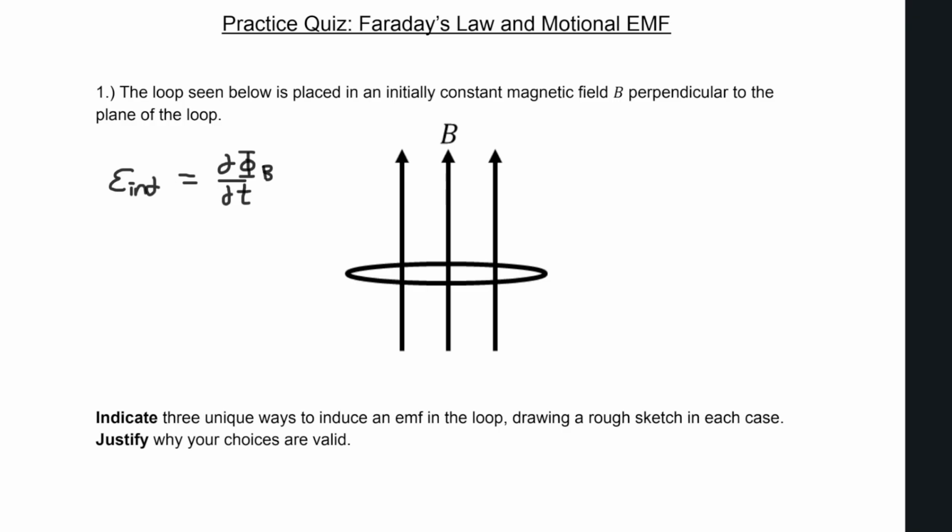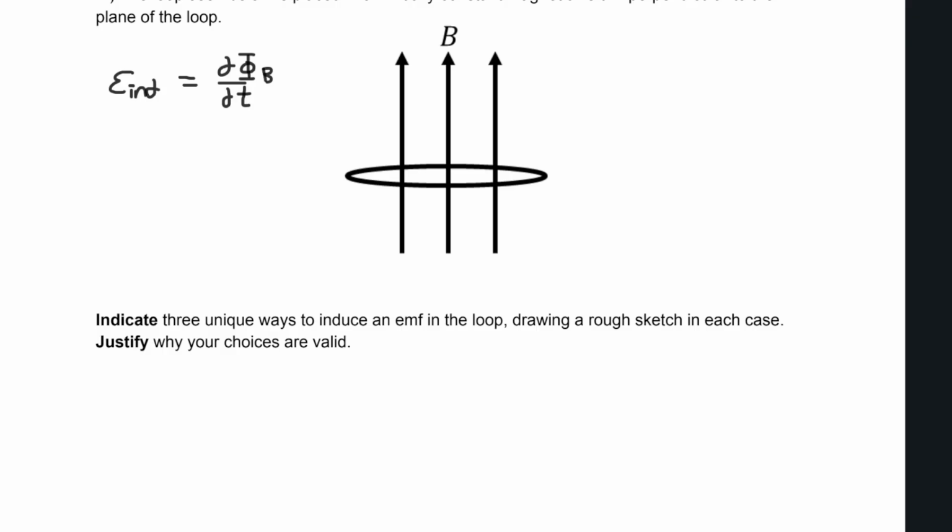And I dropped the minus sign because we'll typically just talk about magnitude and get the direction correct using Lenz's law. So we need to figure out how to change magnetic flux. So magnetic flux is most generally written as B times A times cosine theta.